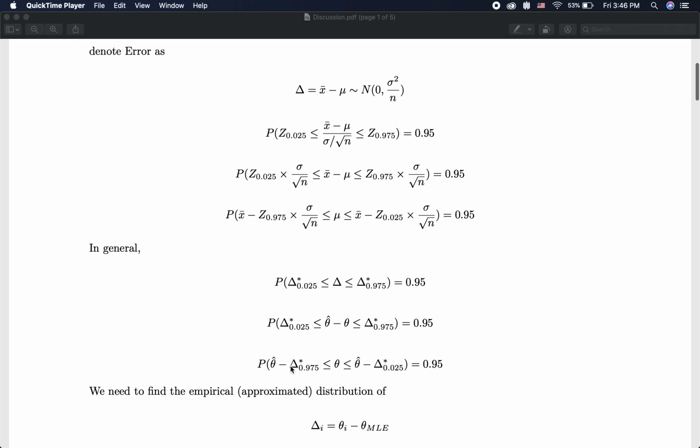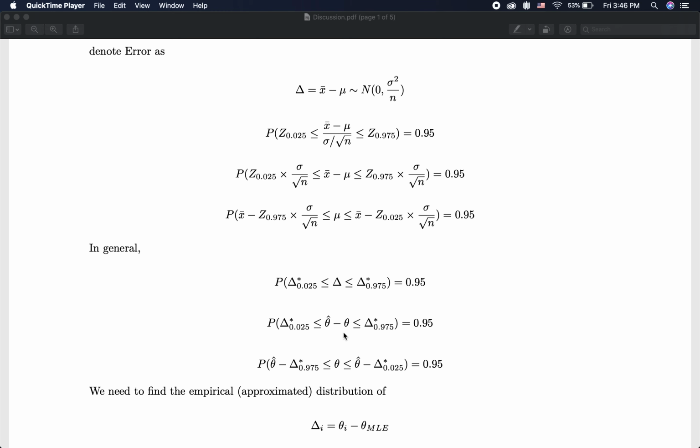So here we know how to construct the confidence interval for theta. The following step is that we need to find the distribution of delta, and now we are going to find the empirical distribution of delta, or approximate the distribution of delta. So delta, by our definition or construction, is theta hat minus the true value. But in general we don't know the true value for theta, so we use the MLE theta hat as the true value here.